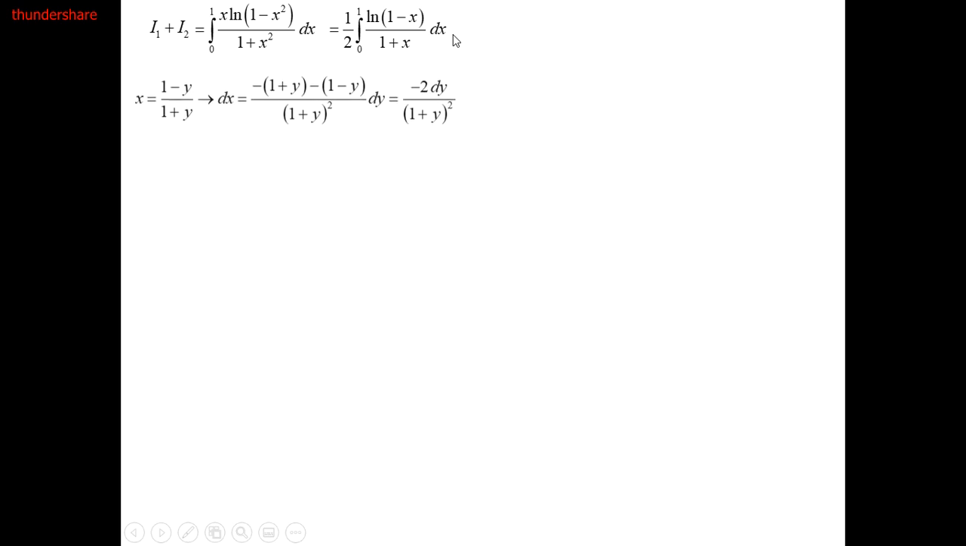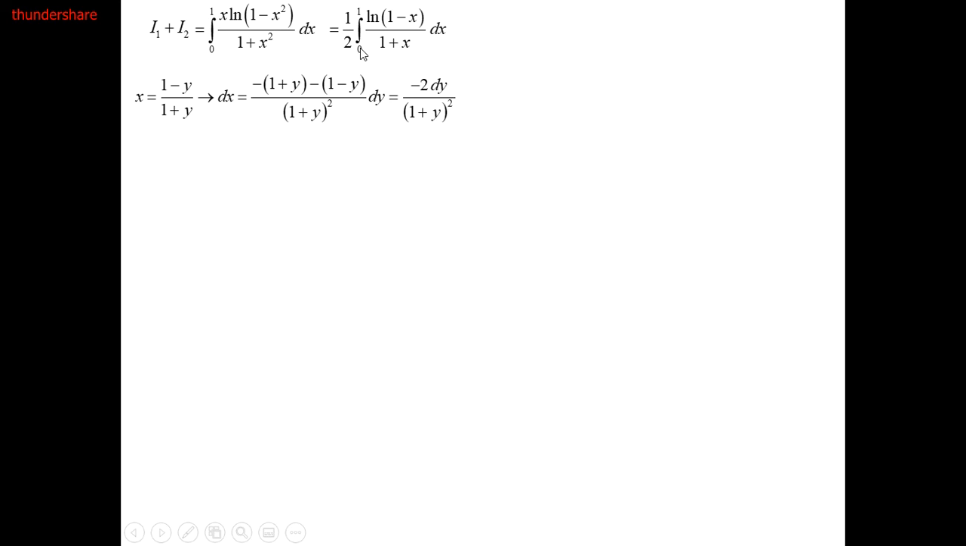Let's continue our solution, and we will move to the sum of I1 plus I2. Of course, from the properties of the ln, their sum equals the integral from 0 to 1 of x ln(1 minus x squared) divided by 1 plus x squared dx. By substitution, substitute x squared with x, so the derivative of x squared is 2x dx, so the integral will be converted into this form, and we can substitute x with (1 minus y) divided by (1 plus y), and this is a very useful tool in such a problem.